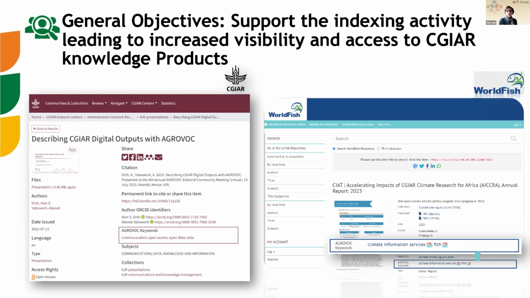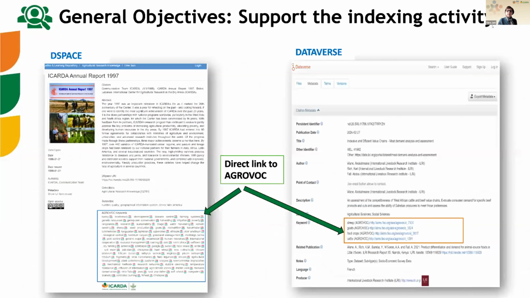On this slide, we show a few examples of how Agrovoc keywords are used for the indexing of publications from CG Space and WordFish, as well as DSpace and Dataverse, where in these two cases, keywords matched with Agrovoc have a live link to Agrovoc.